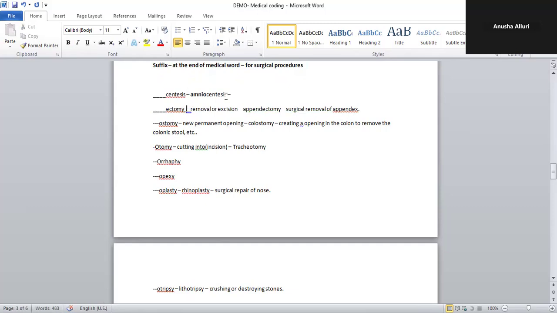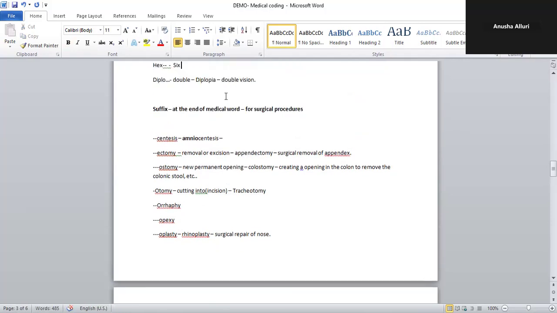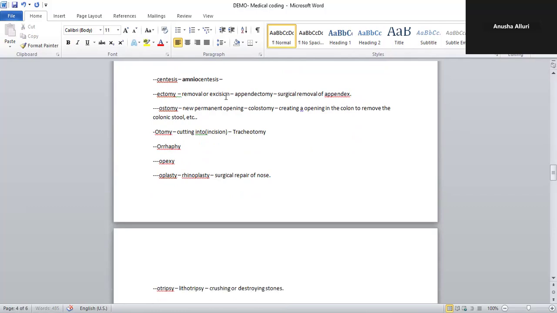What is ectomy, what is centesis, what is ostomy, what is otomy, what is oraphy, what is opexy, what is oplasty? These are suffixes at the end of procedural terms. By knowing these meanings, you get to know what the doctor is documenting and what procedure they are doing. It is very crucial in the surgery parts. Just don't memorize; in diagnosis parts the suffixes have different meanings.